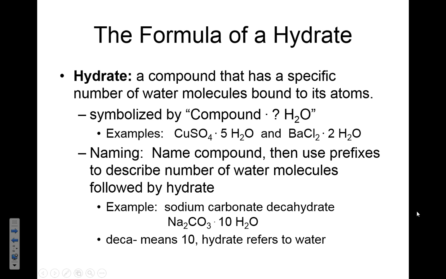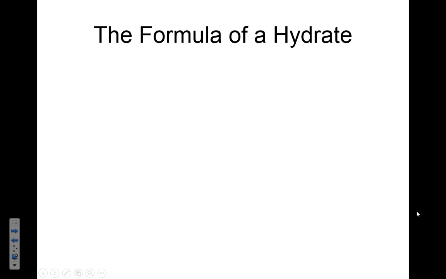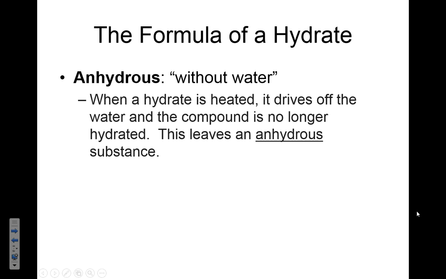So really the same kind of prefixes we used before when dealing with molecules, we can use here to describe what type of hydrate it is and give a very specific bit of information about the actual number of water molecules that are bound to a formula unit of our ionic compound. Now, hydrate means it's got water absorbed into it, so anhydrous means without water. When a hydrate is heated, it's going to drive off the water and the compound is no longer going to be hydrated. If you drive off all the water, then you will be left with an anhydrous substance.